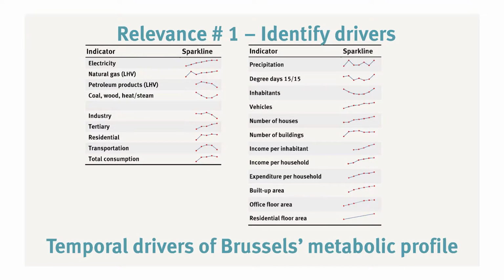Over here on the left I have energy, and on the right the previous indicators I showed you. You have electricity, natural gas, petroleum products. Well, you can see that electricity seems to be very much related to the other urban indicators. Natural gas perhaps also. Petroleum products not at all. And then if you do it by sector, you see that industry is going down and tertiary is going up.